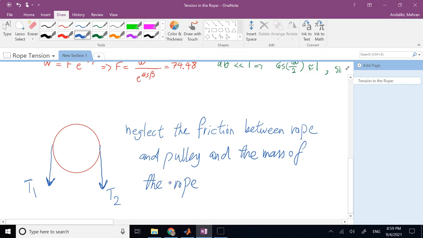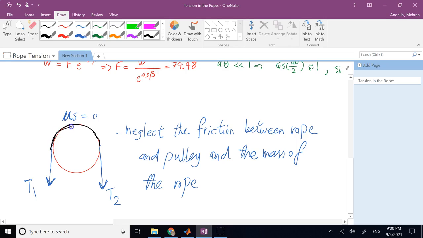Does it mean if I neglect those, so consider mu to be 0 and the mass of the pulley, the mass of the rope to be also 0. If that is the case, can I say T1 is now equal to T2? Can I say such a thing? And the answer is not necessarily. Even if both of them are the case, I still cannot say that.